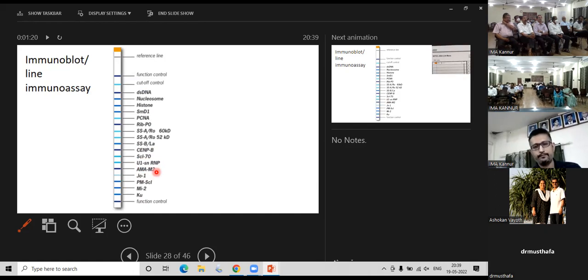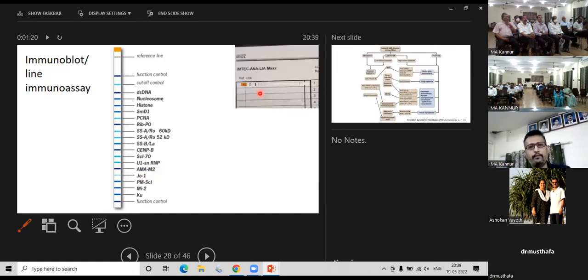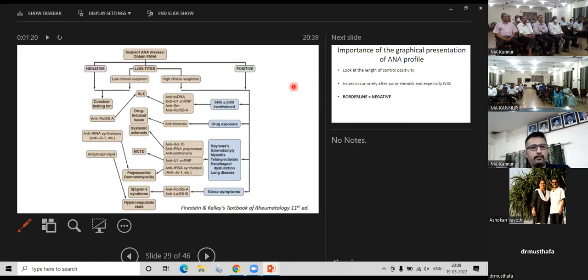This is a picture of the strip after the antigens have become positive and it has been placed in the ANA profile scanner. This is a sort of flow chart which might help you to decide about what antibodies to search for. I just want to bring your attention to this part.